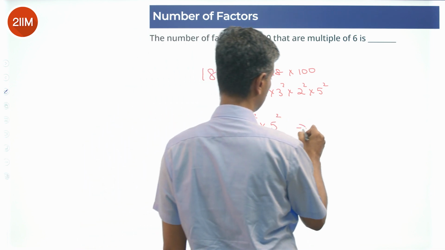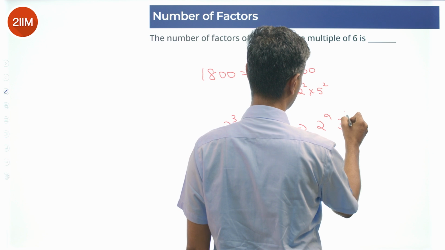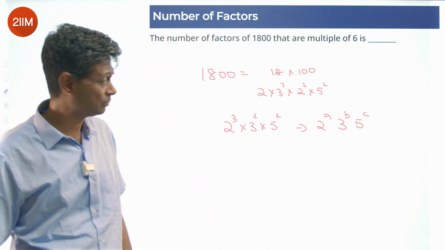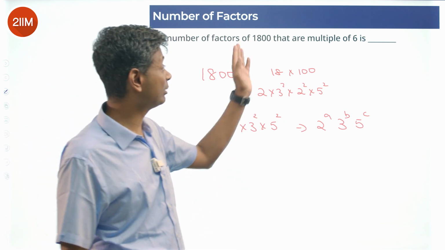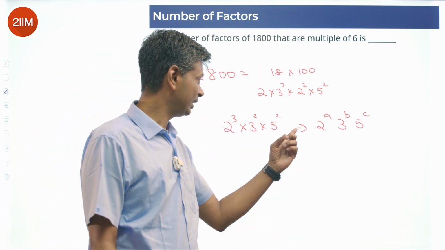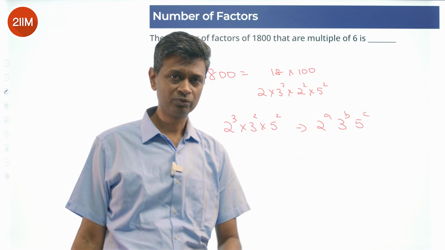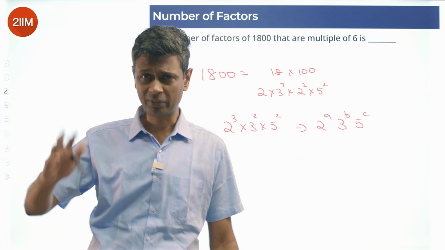Any factor of this number has to be of the form 2 power a into 3 power b into 5 power c. It cannot have a 7, 11, any of those numbers. If there are no conditions, if this multiple of 6 were not there, then a can take value 0, 1, 2, 3, b can take value 0, 1, 2, c can take value 0, 1, 2, number of factors 4 into 3 into 3, whatever that is.